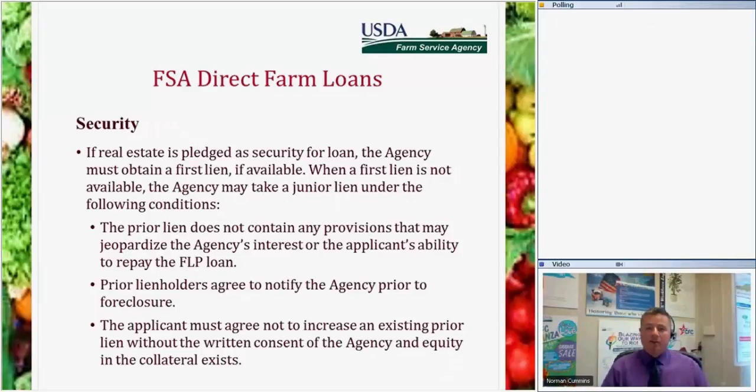We want the prior lien holders to agree to notify the agency prior to foreclosures. Let's say, God forbid, you don't make your payments and the bank's going to foreclose on you. We want to know ahead of time. There might be something we can actually help out with. And you want to make sure they don't increase the existing prior lien without the written consent of the agency, and equity in the collateral exists. So the bank will definitely be wanting to talk to us.